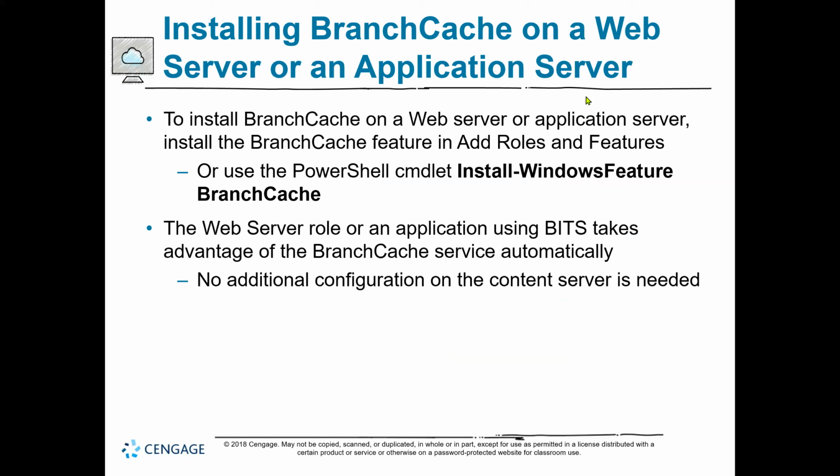Installing BranchCache on a web server or an application server. To install BranchCache on a web server or application server, install the BranchCache feature in Add Roles and Features, or use the PowerShell cmdlet Install-WindowsFeature BranchCache. A web server role or an application using BITS takes advantage of the BranchCache service automatically. No additional configuration on the content server is needed.